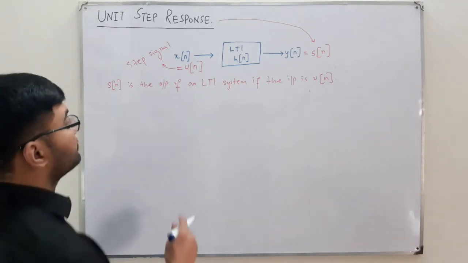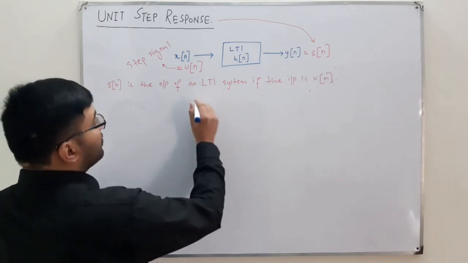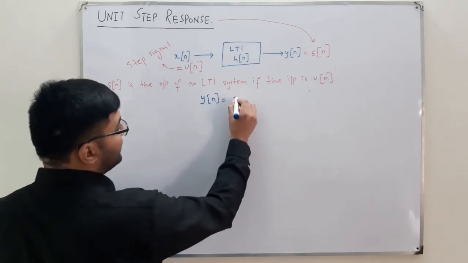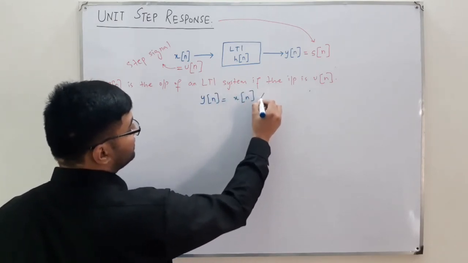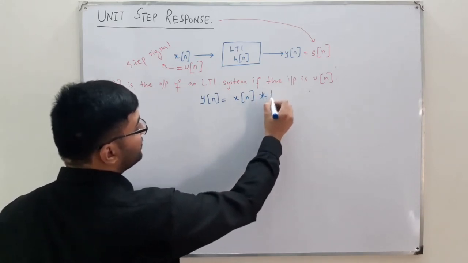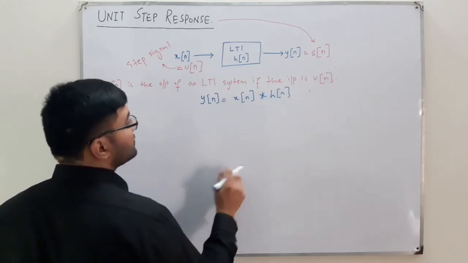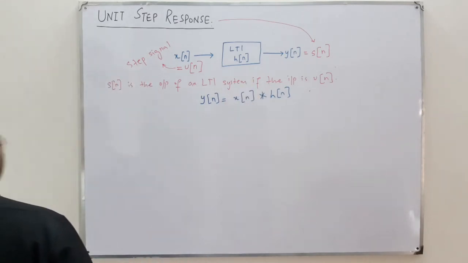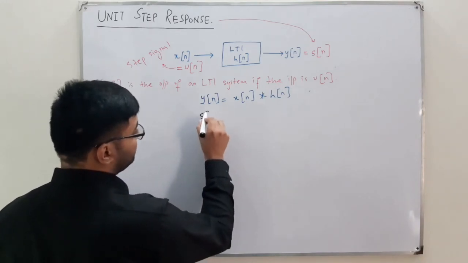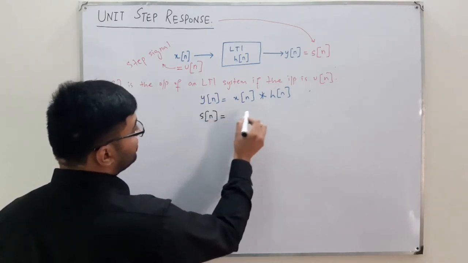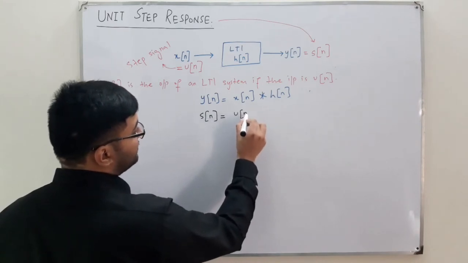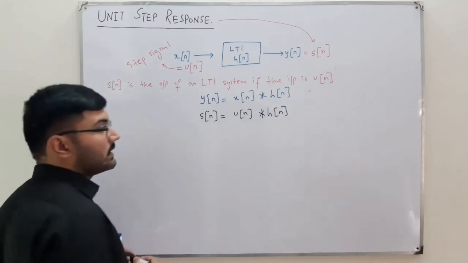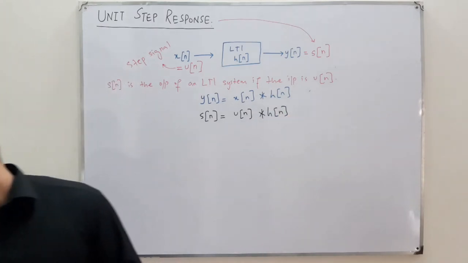Now, how do you calculate the output of a system? You know that y of n is equal to x of n, the input signal, convolved with the impulse response h of n. So have a look over here. My output is s of n. So I can say that s of n is equal to x of n, where the input is the step signal u of n, convolved with the impulse response h of n. Isn't it so?